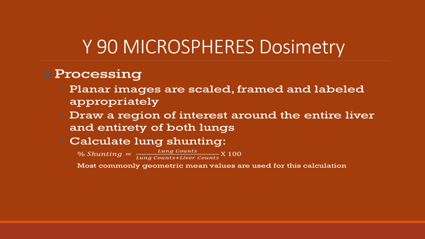You draw a region of interest around the entire liver and the entirety of both lungs, and then you calculate the lung shunting. And for that, you divide the lung counts by the lung plus the liver. So lung, this is the total right and left lung combined, divided by all of the counts, liver and lung added together. And then you multiply that by 100, and that's your percent shunting.